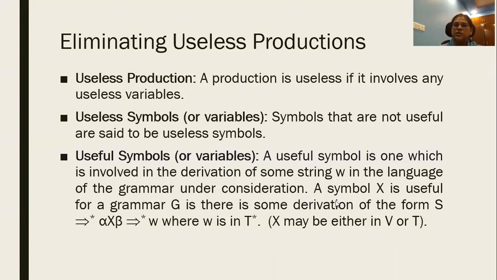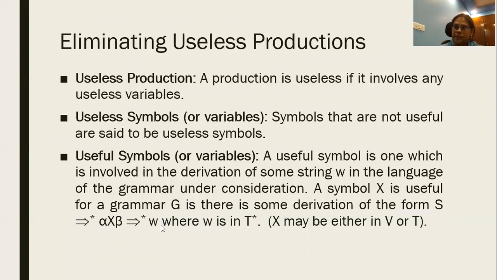Formally, we say that a symbol X is useful for a grammar G if there is some derivation of the form S derives alpha X beta, which derives w, where w is a terminal string. I'm sorry, this should be if, not is. So, if you remember this symbol, arrow with star means multiple steps in derivation.